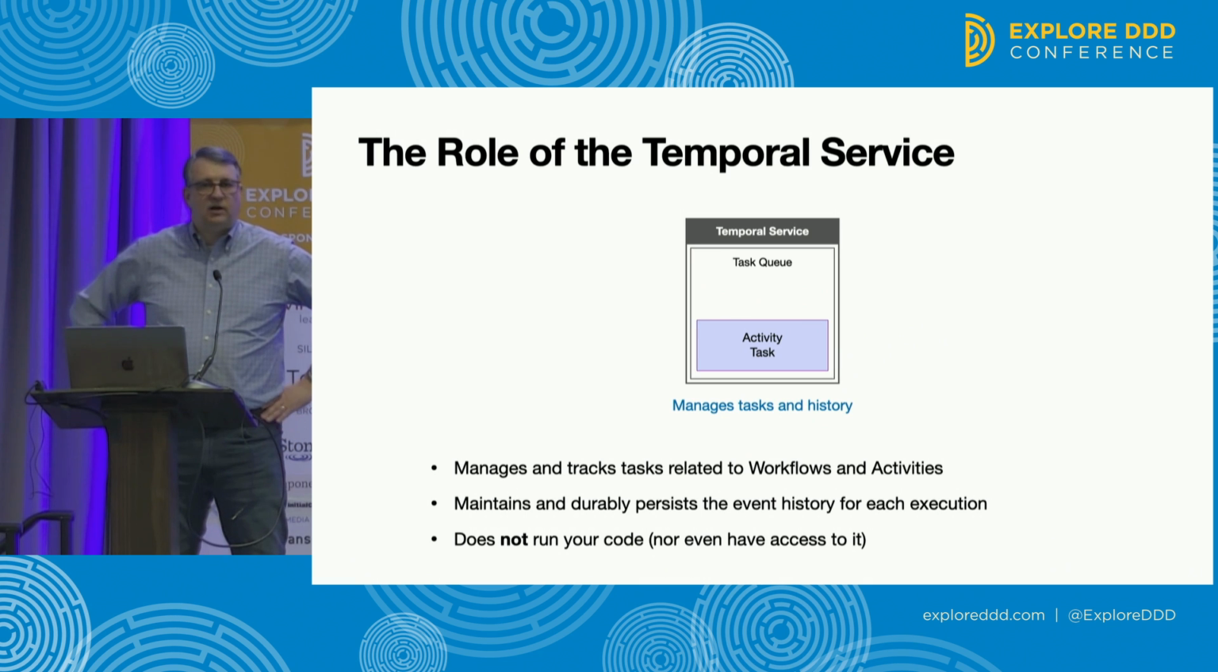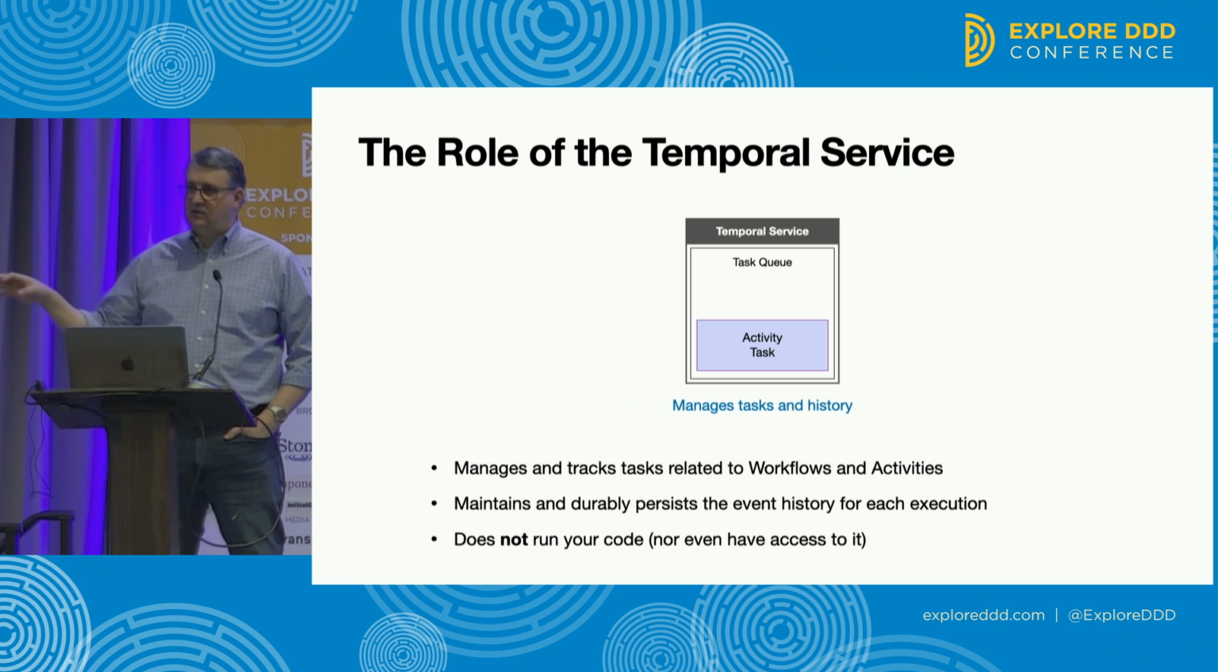So now I want to talk very briefly about the architecture so that the walkthrough of the durable execution will make sense. There's two parts of it, as I mentioned. There's a client-side library, and then there's a service that is tracking the state. And that's the Temporal service. It manages and tracks the tasks related to your workflows and your activities. So it is a task manager, and it durably persists the event history.